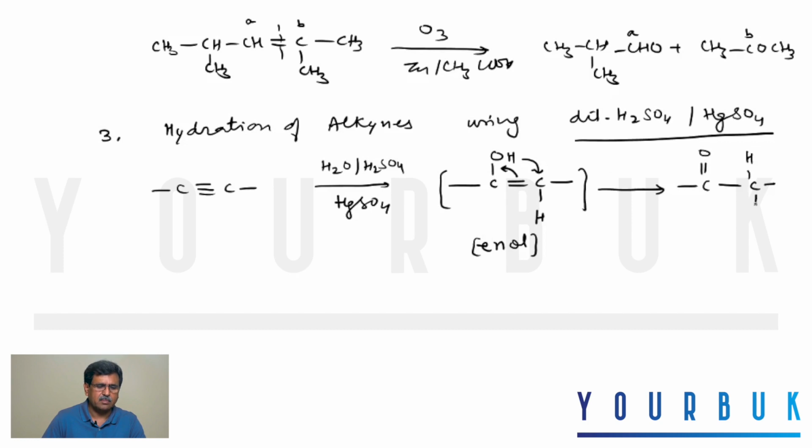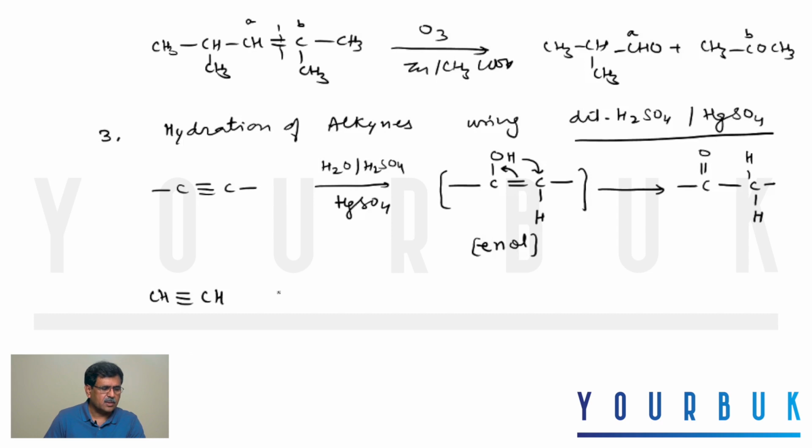This may be aldehyde, may be ketone. So if alkyne is symmetrical, you add OH minus of water to any carbon of the triple bond, and if it is unsymmetrical, you have to follow Markovnikov's rule. Now these are the two examples.